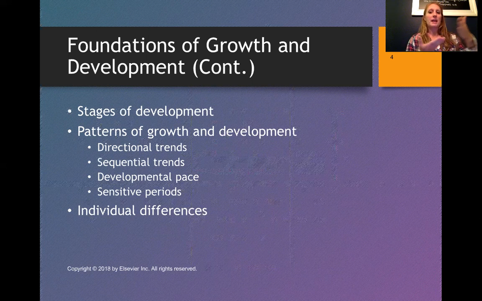When we look at sequential trends, it's referring to the fact that things happen in sequence. So one step has to happen before the next step. It doesn't necessarily have to happen within a specific time frame, but step one occurs, then step two occurs. An example of this is that kids will crawl, and then they'll creep, and then they'll stand, and then they'll walk. And every once in a while, a child skips a step here or there, but for the most part, it follows that sequence.